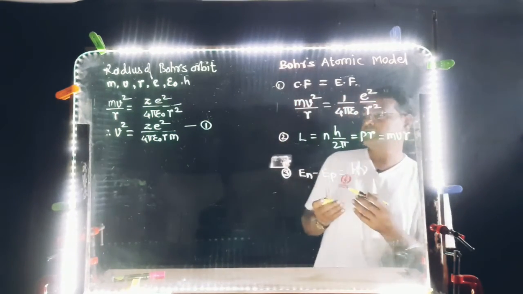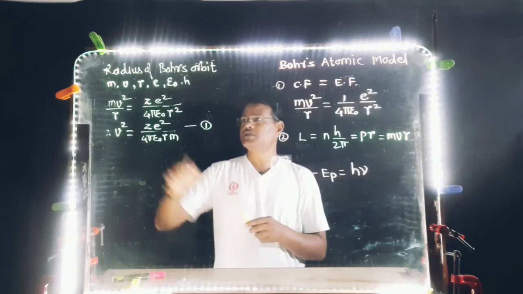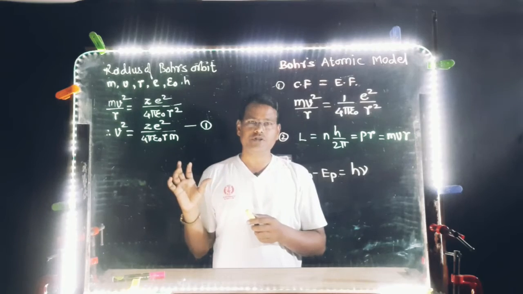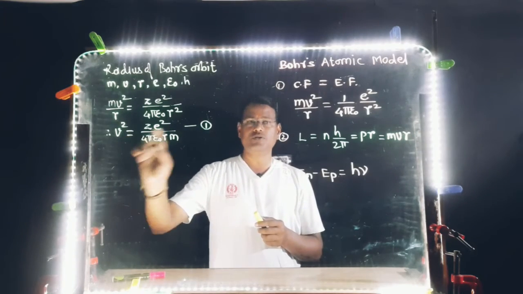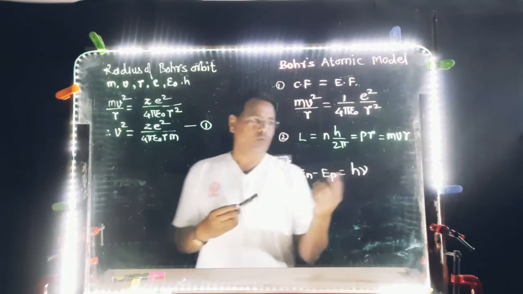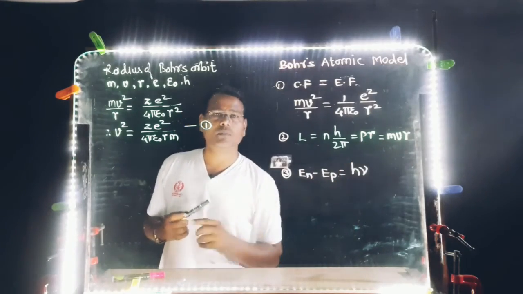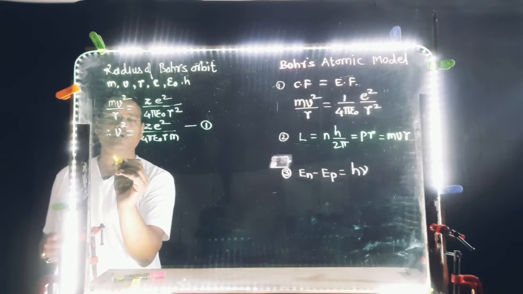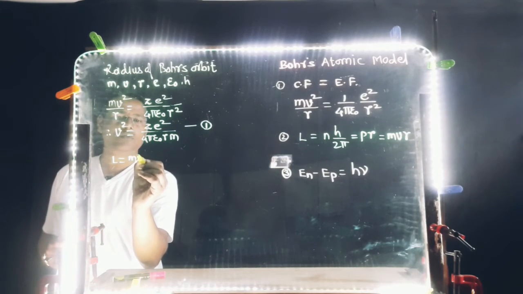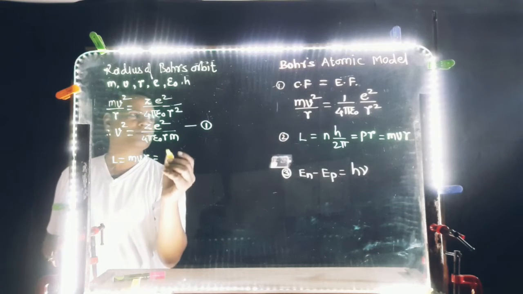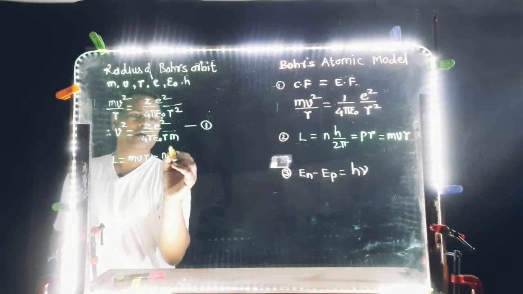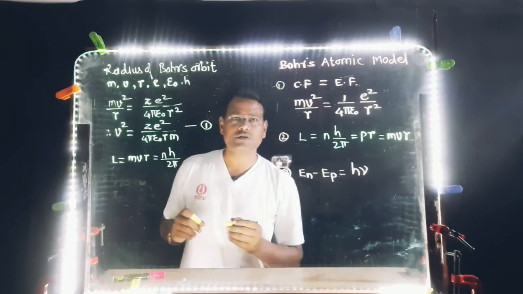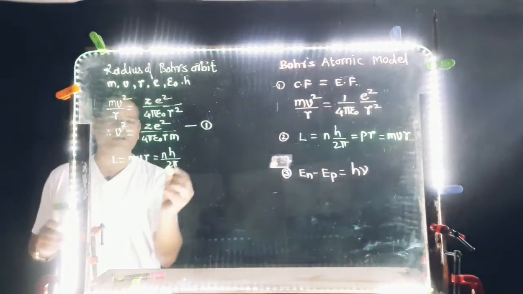So we consider first Bohr's first postulate, centripetal force equal to electrostatic force. Using that relation, we obtain expression for velocity square. Now, by Bohr's second postulate, we consider here second postulate. So, L is equal to m into v into r is equal to n into h by 2 pi. Using this, we can find or we can write for velocity.